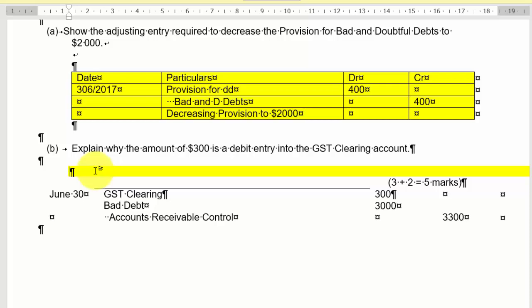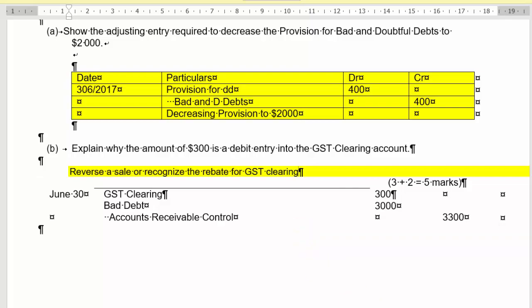Okay. So the answer would be to reverse a sale or recognize the rebate or the credit, the rebate for GST clearing in this instance, so it's debited in this case.